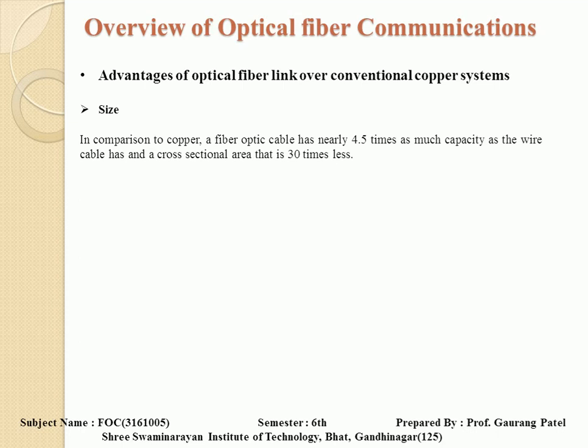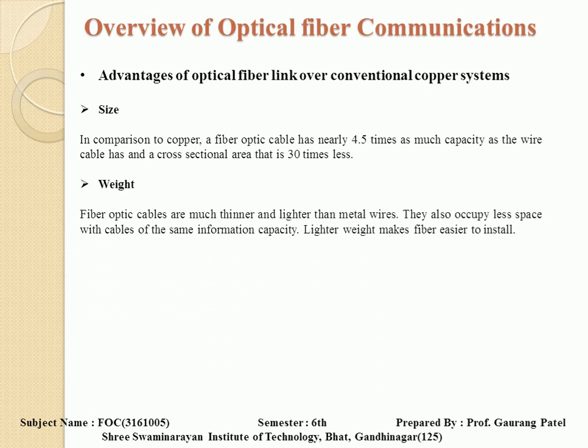Next advantage is size and weight. So if you compare the size of optical fiber cable with copper, then its cross-sectional area is 30 times less than the area of the copper cable. Weight, optical fiber cables are thinner and lighter than metal wires, and they also occupy less space with the same information carrying capacity, and this lighter weight makes the fiber easier to install.